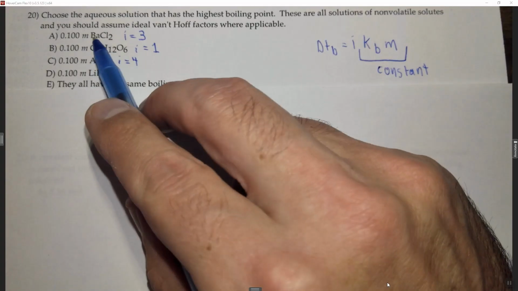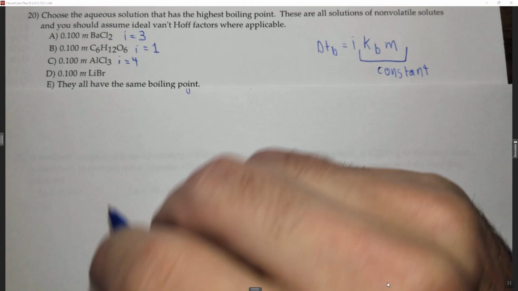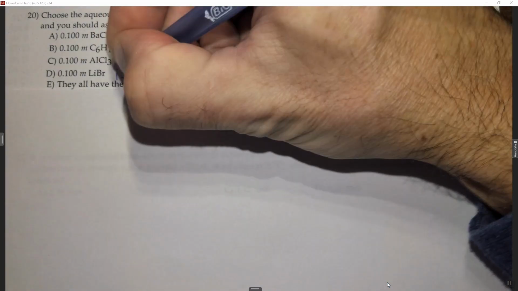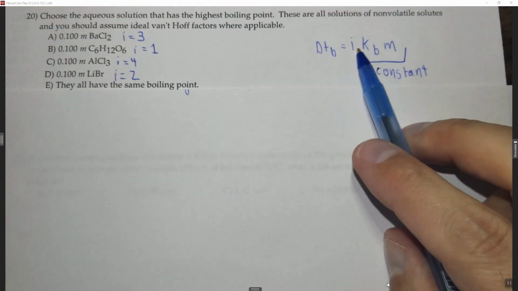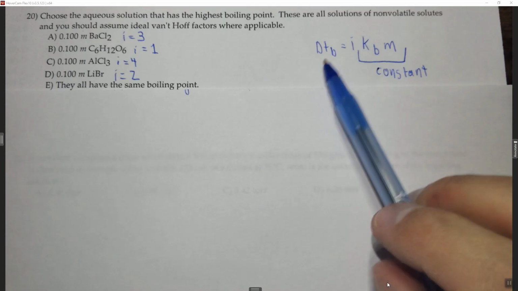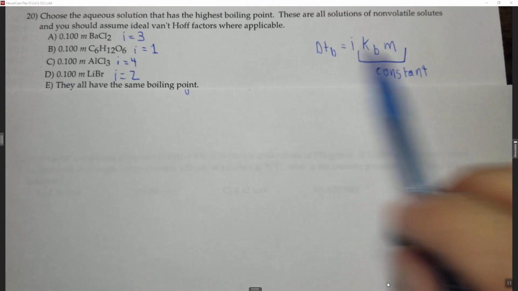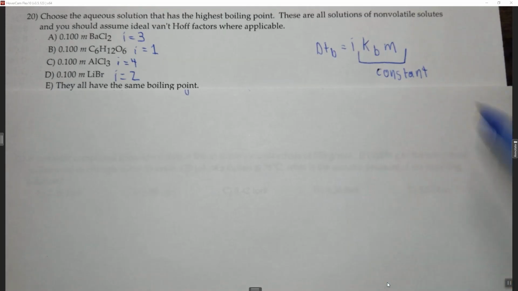Okay, again, these compounds have metals, so they are ionic. If I said this was covalent, I meant to say that it was ionic. So I is equal to 2. So in this case, the one with the highest Van Hoff factor is going to have the highest change in boiling point because the molalities are constant.